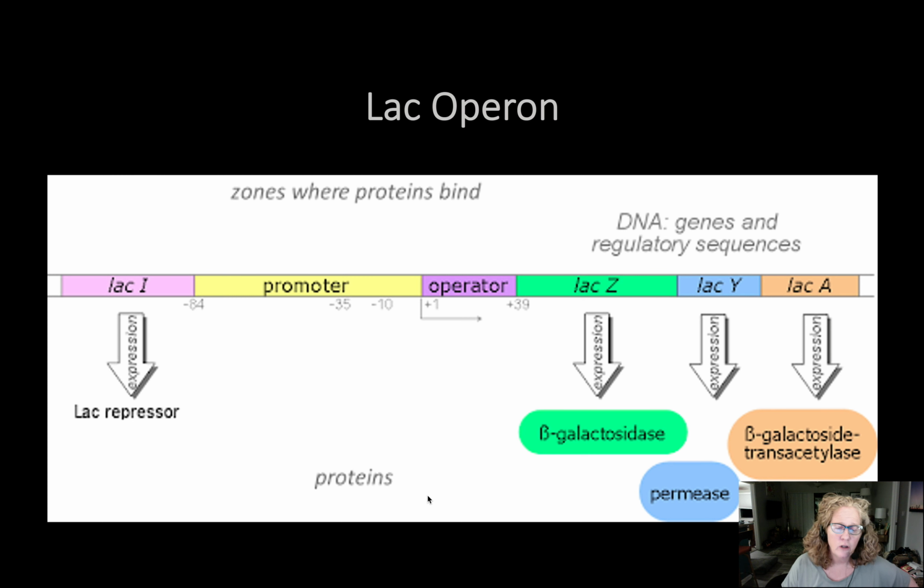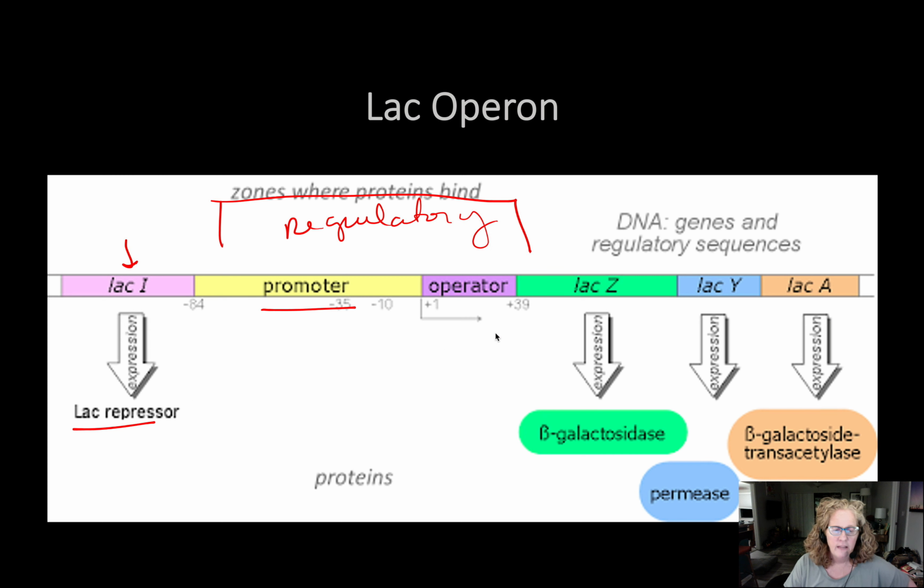So let's take a look first at the actual structure of the Lac Operon itself. All the way upstream, outside of the operon, we have a gene called the LacI gene, and it encodes the Lac repressor. Then we move a little downstream. There's some space, and then we have a region called a promoter. The regulatory region is the zone where proteins bind, and in that regulatory region are the promoter and operator.